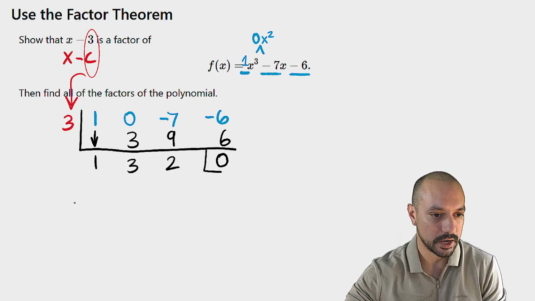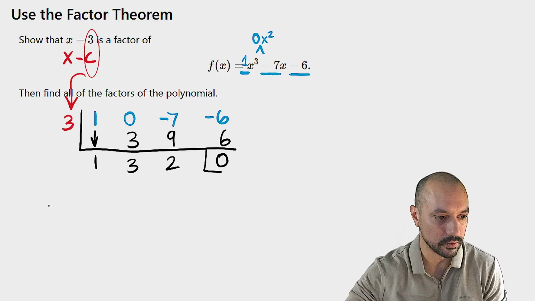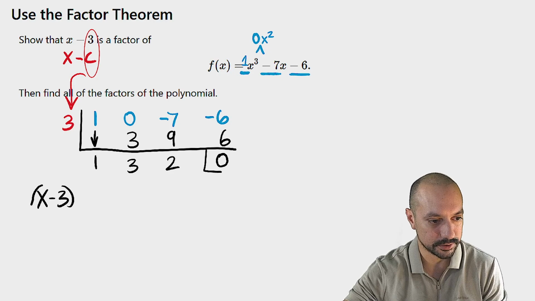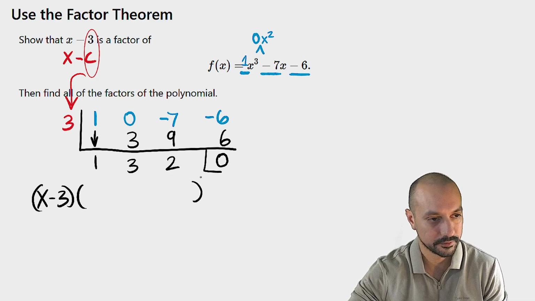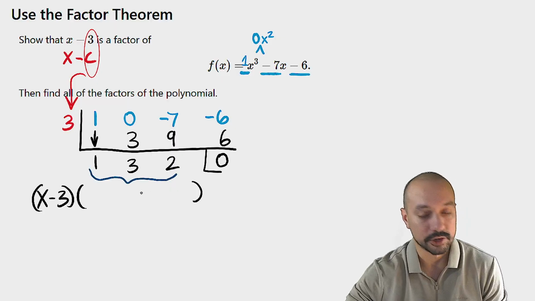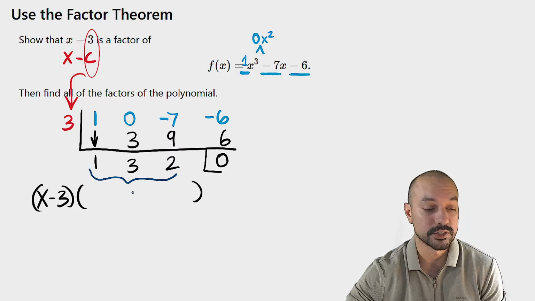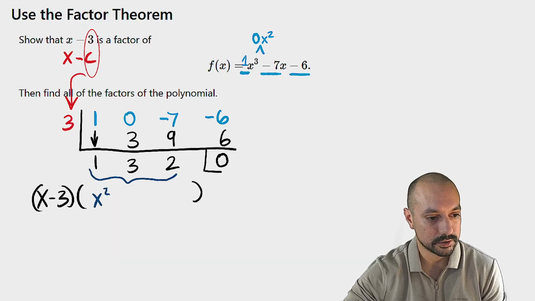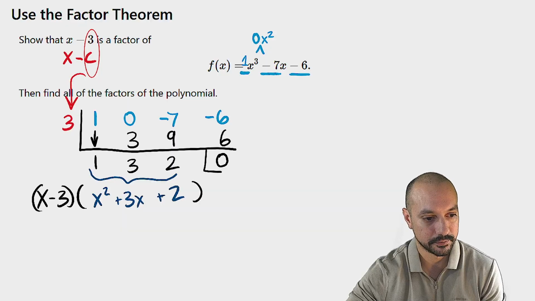So let me go ahead and write what we have so far. So I know that I factored out the x minus 3. And from above here, I could write the quadratic that remains once we factored out the x minus 3. We're going to be left with 1x squared plus 3x plus 2.